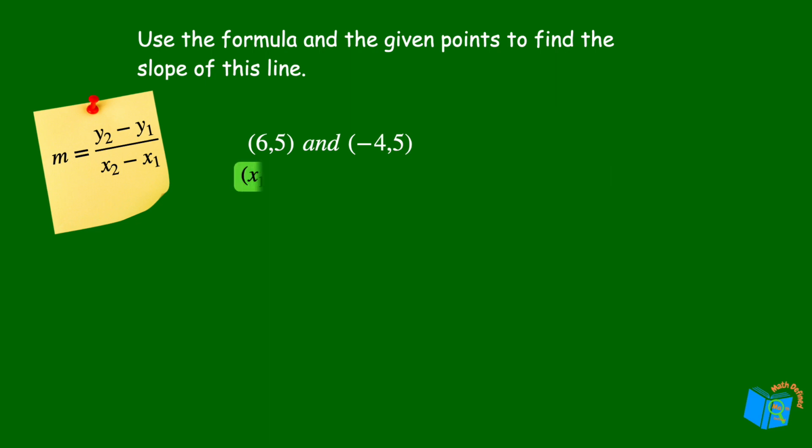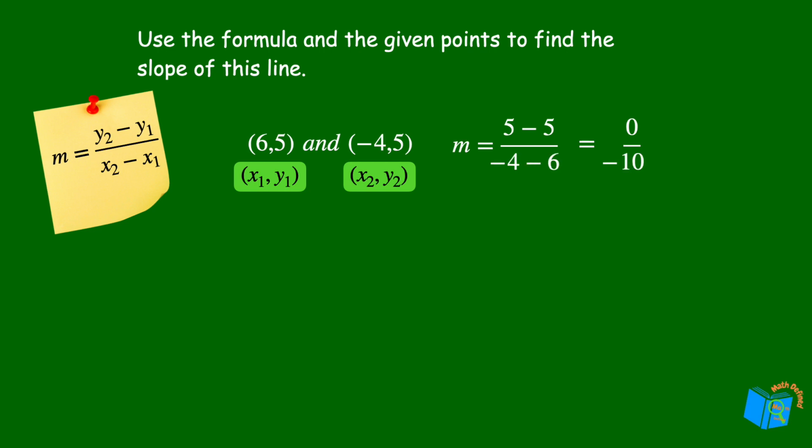First, I wrote a little reminder as to which point was point 1 and point 2. Then, using the formula, I substitute in the values for the y-coordinates, and 5 minus 5 is 0. Substituting in the x-coordinate values, I have negative 4 minus 6, which is negative 10. Looking at this slope, I see the rise is 0, so the slope is 0 as well.